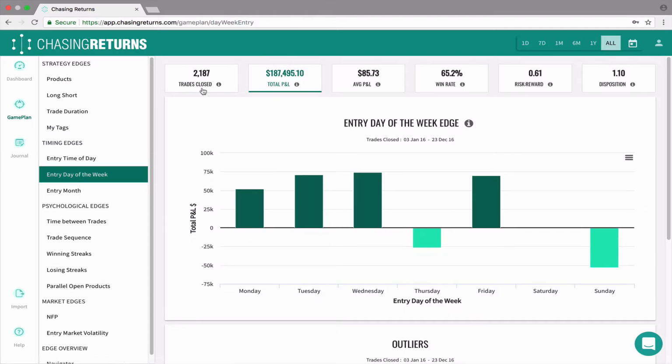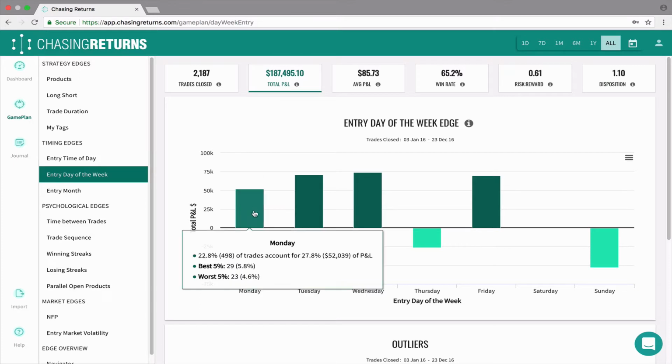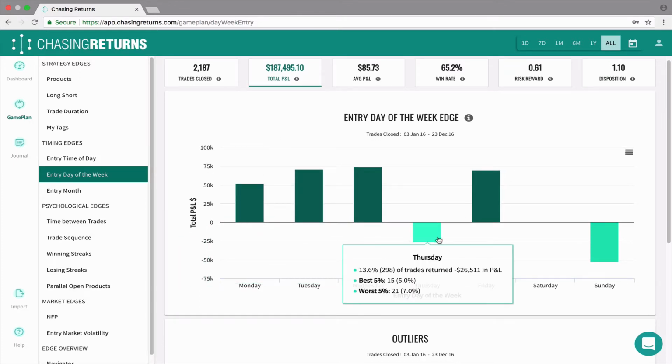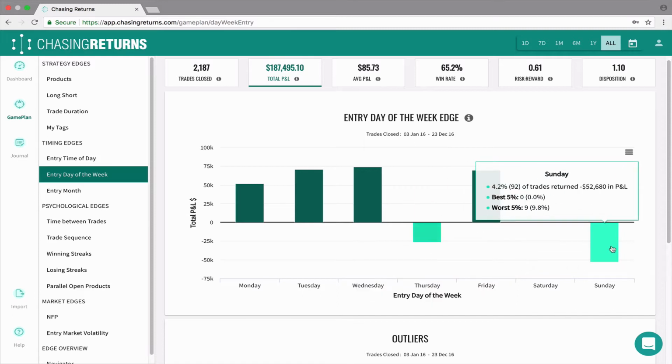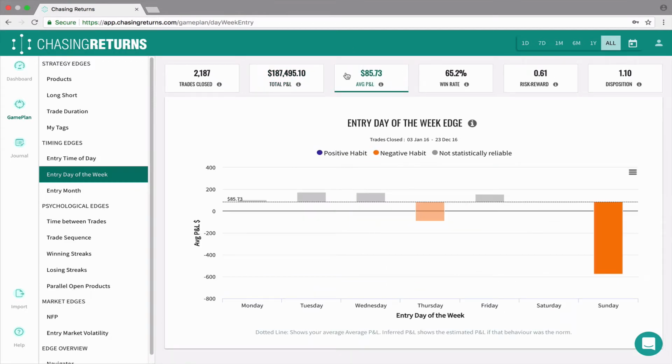Again, we're looking at the same numbers, 2,000 trades traded over the course of a week. And here we can see this trader loses money on Thursdays, and he loses a lot of money on Sundays. So 4% of his trades, but it's a big loss. Okay. We're going to go and look and see what's going on.